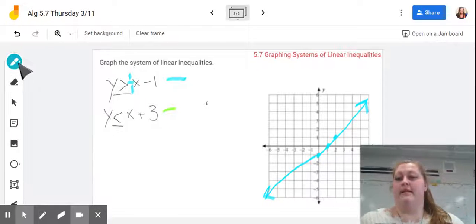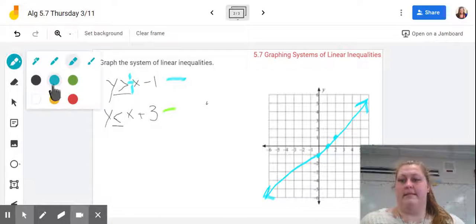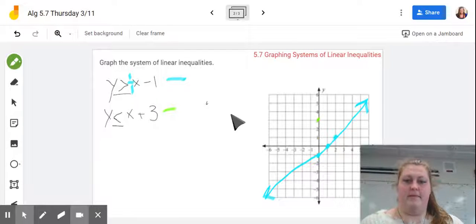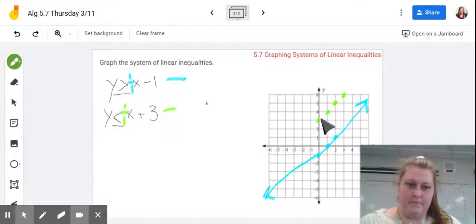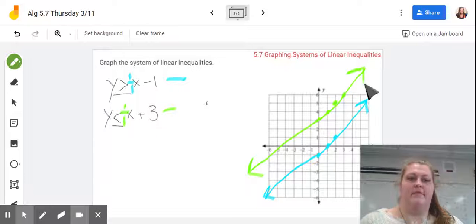And then for my green line, my first point is at +3. And my slope is still 1 over 1. So up 1 over 1. Connect the dots here. That was not a good connect the dots. That's better. All right. Now for my shading.